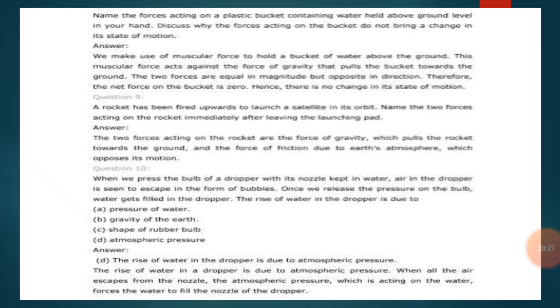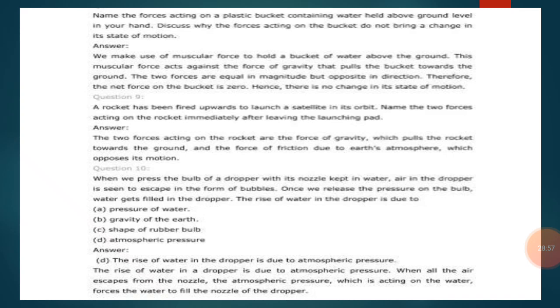So these two forces act on that rocket, which has been fired upwards to launch the satellite into its orbit. Next question: when we press the bulb of a dropper with its nozzle kept in water, the air in the dropper is seen to escape in the form of bubbles. You have seen this also. Once we release the pressure on the bulb, the water gets filled in the dropper.